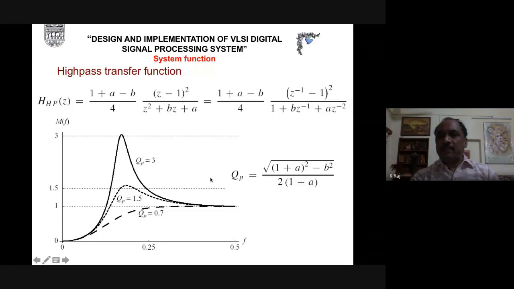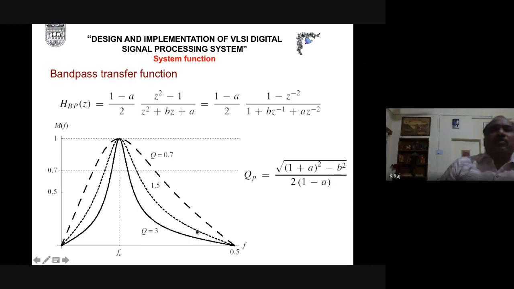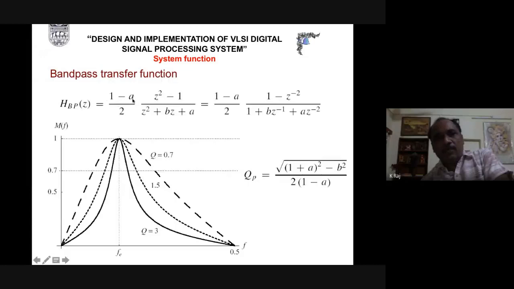For the band pass transfer function, you have to derive that it is represented as 1 minus A by 2 times (Z square minus 1) divided by Z square plus BZ plus A, or this may also be represented as 1 minus A divided by 2 times (1 minus Z to power minus 2) divided by 1 plus BZ inverse plus A Z to power minus 2, and quality factor will be represented as under root (1 plus A square minus B square) divided by, in the denominator, 2 times (1 minus A). And if the Q is 0.7, then the bandwidth will be larger, and as Q is increasing, bandwidth decreases for the band pass filter.